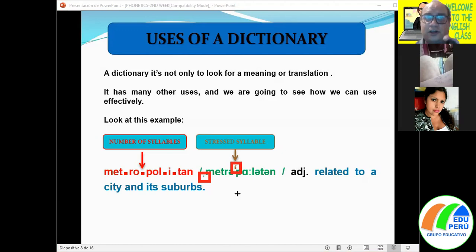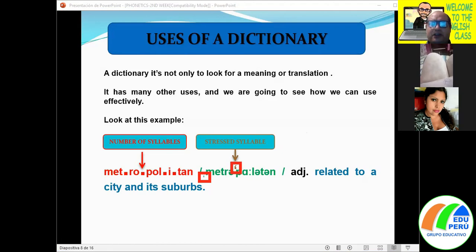Metropolitan. Notice, you start high, metropolitan. So you raise your voice up twice, not just once, twice. Metropolitan, metropolitan. Notice, twice. Here you have two stresses, and you can notice this in the dictionary. The dictionary tells you where to stress, which syllable or syllables are stressed. Notice, this is another use of a dictionary.